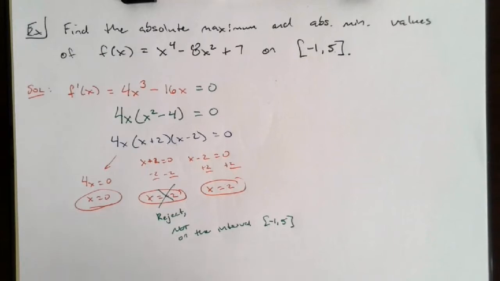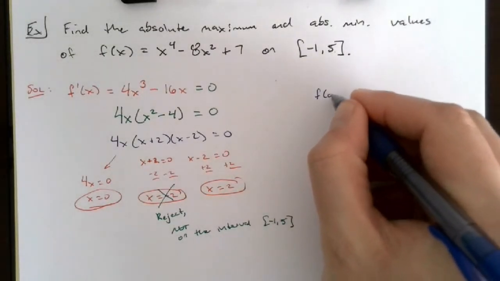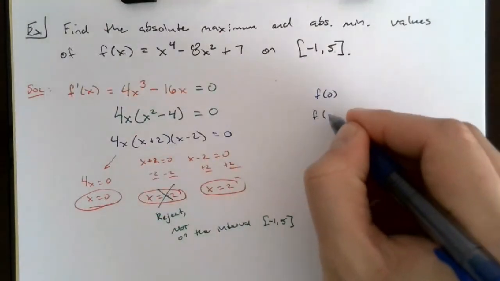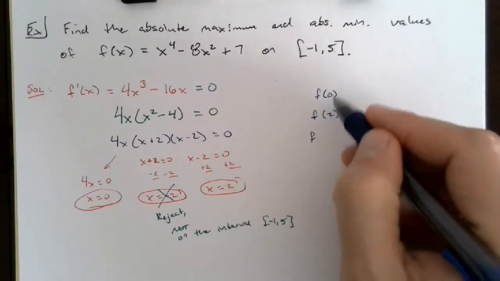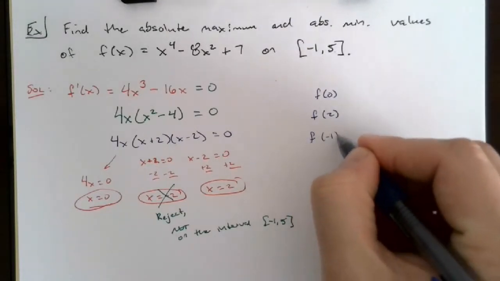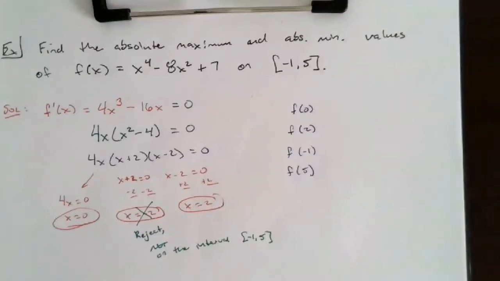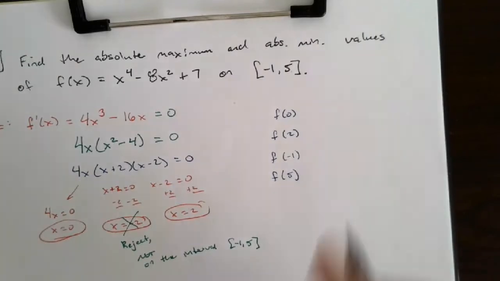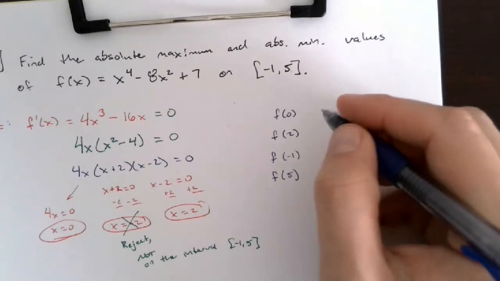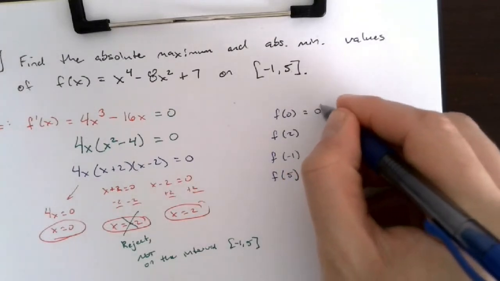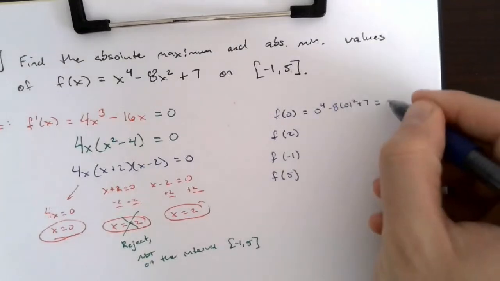In other words, I need to find f of 0. I need to find f of 2. These are from the critical values, and these are from the endpoints, f of -1 and f of 5. And basically we're just substituting these values into f of x and determining the corresponding y values. So for f of 0, you have 0 to the 4th minus 8 times 0 squared plus 7, which you could probably see right away, that's going to be 7.